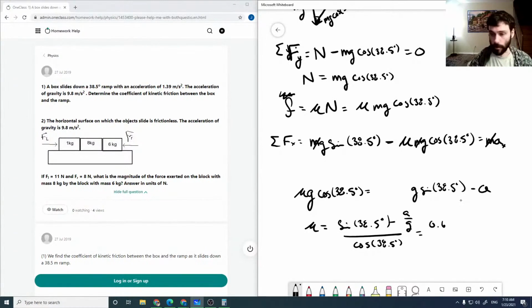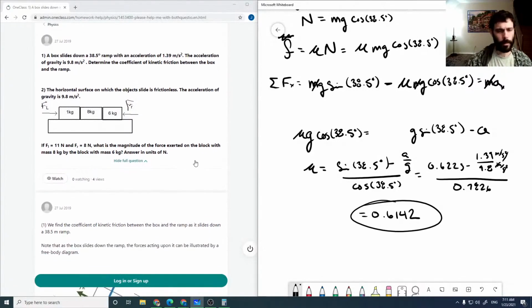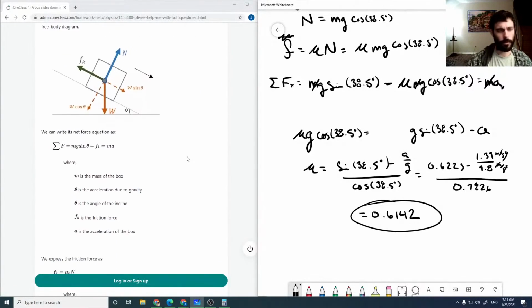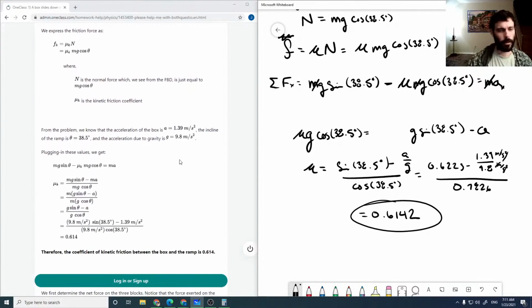which comes out to sine 38.5 minus 1.39 over 9.8. Both of these are meters per second squared. We can see that these units will cancel. All over 0.7826. Running this on our calculator, we get 0.6142. So there's our coefficient of kinetic friction for the ramp. If we check the solution just for this first part, then it looks good, 0.614.